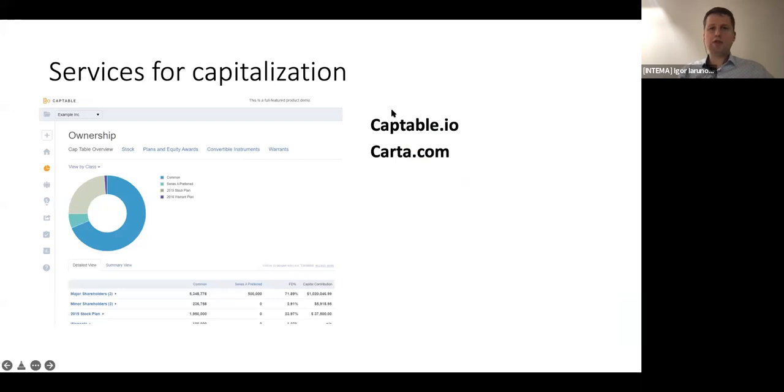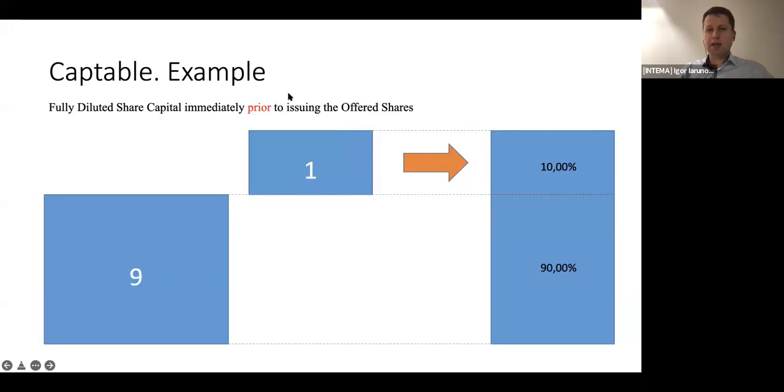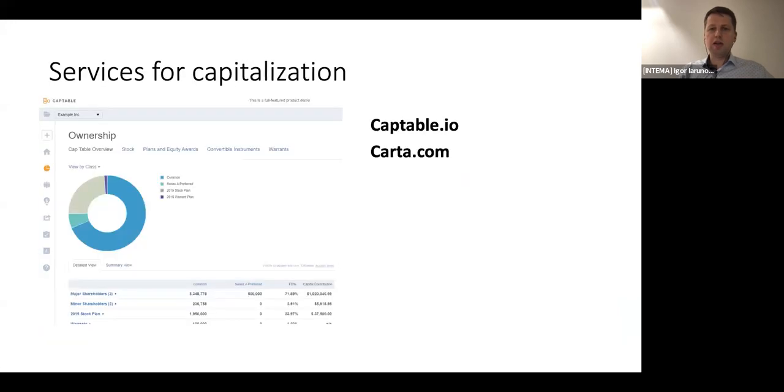Few words about services for capitalization. Excel is the best instrument to calculate everything. But if you don't want to do it manually, you can use captable.io, carta.com. You must pay them sufficient money, 10 or 20 euro each month. So I don't know how they work. That's why I recalculate every cap table I receive from the service, because it's not easy to understand.